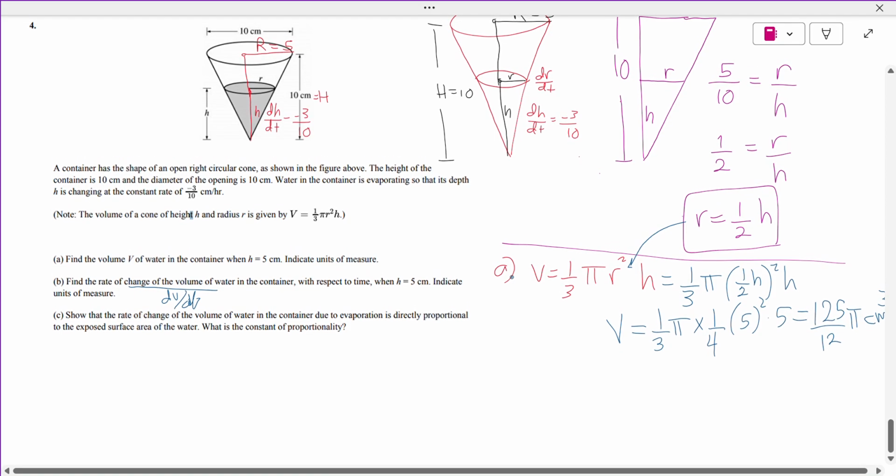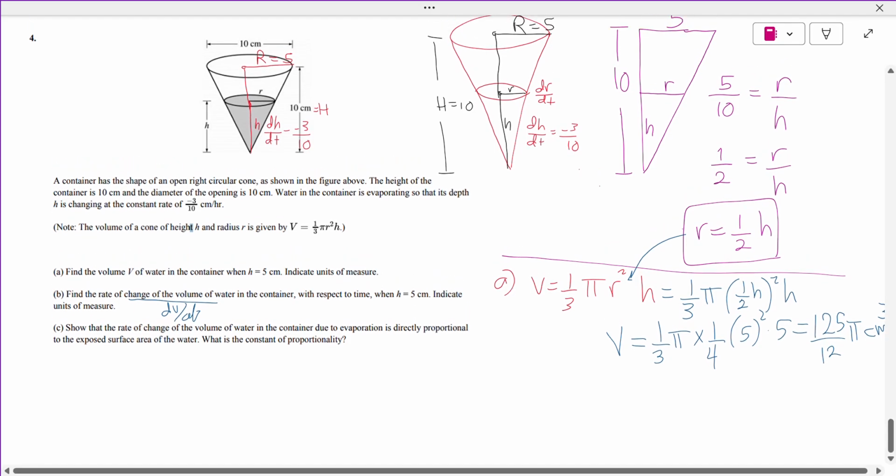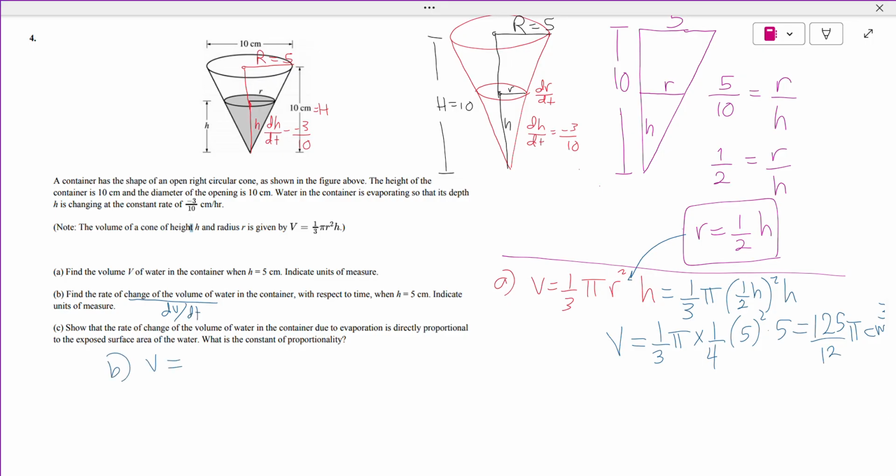Let's find the volume for part B. Let's write the volume formula. It's 1 over 3 times pi times r squared times h. We don't know anything about r, so let's eliminate r. So this is 1 over 3 times pi. Instead of r, we can write 1 over 2h times h.